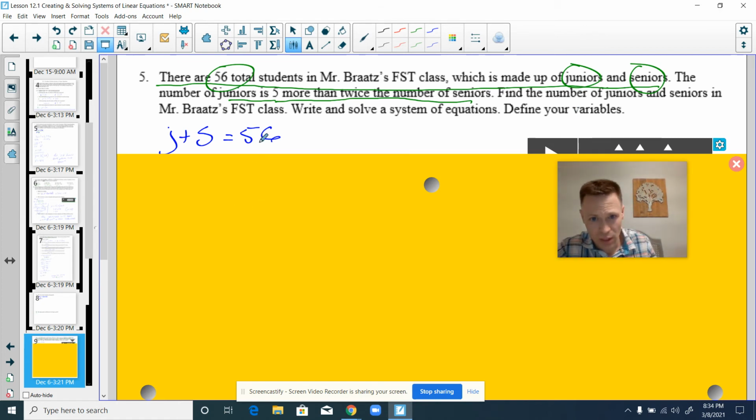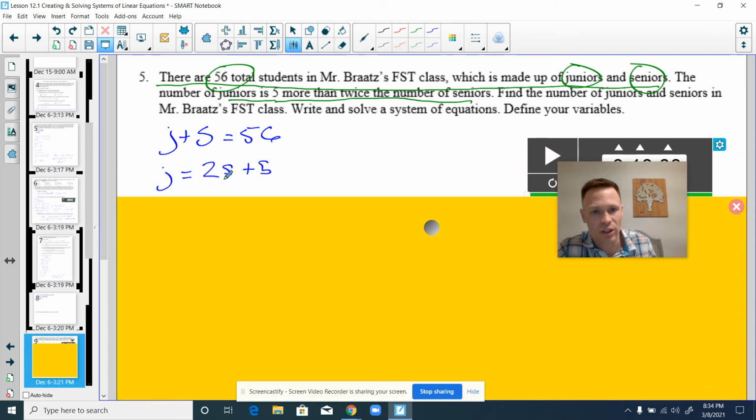The second equation comes from this sentence right here. It starts off by saying juniors is, right? So it's going to be J equals. Then it says 5 more than. Whenever I think 5 more than, I think 5 more than what? I'm starting with something and I'm adding 5 to that. So what am I starting with? It says twice the number of seniors. Well, twice the number of seniors is 2 times the number of seniors, and the number of seniors is S, so it's 2S. And then I'm adding 5 to that because it's 5 more than twice the number of seniors.